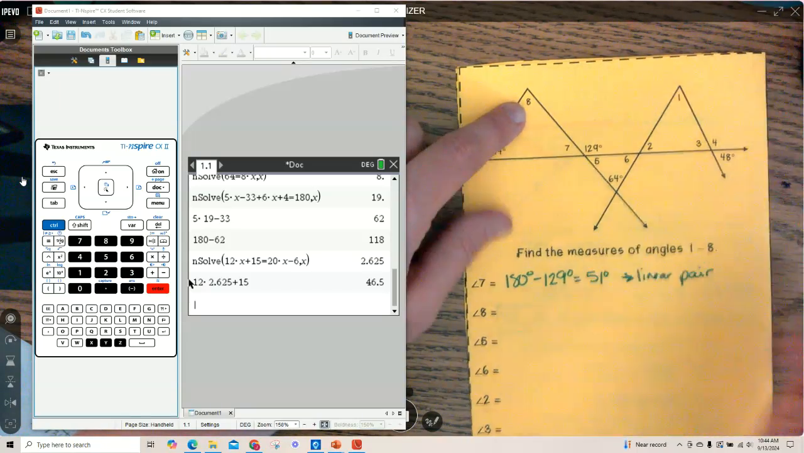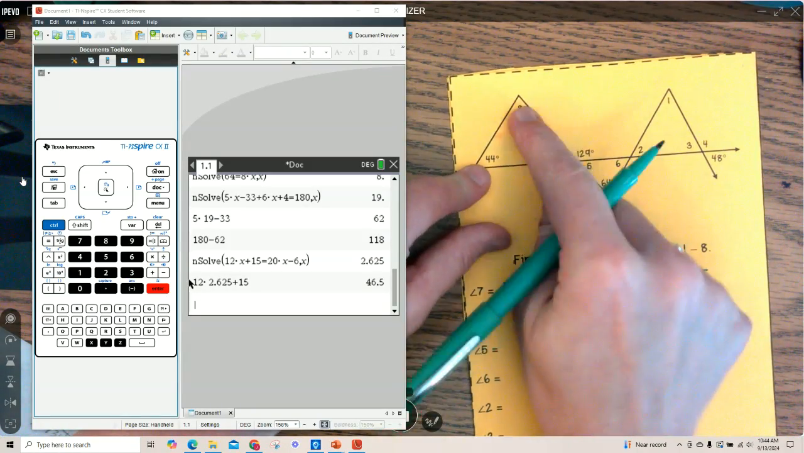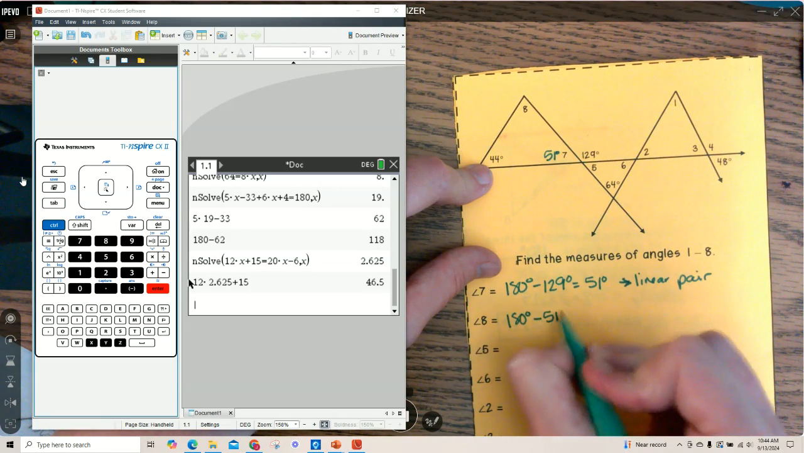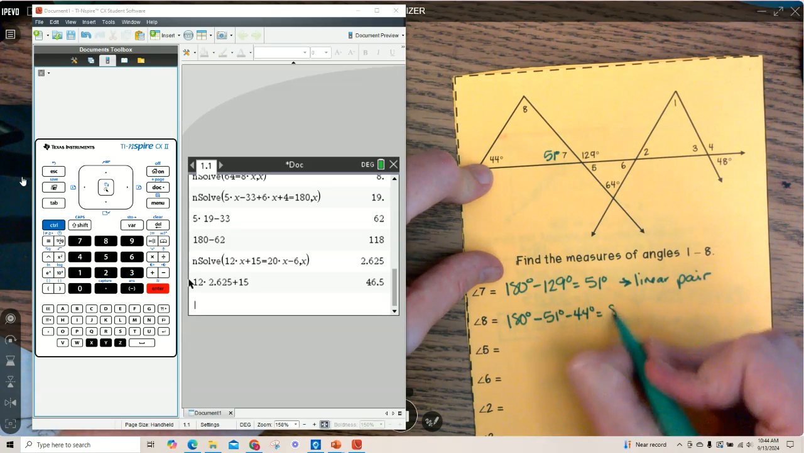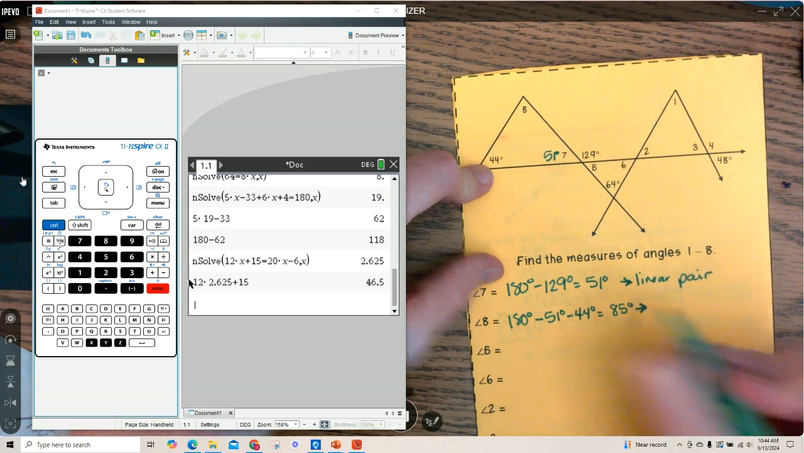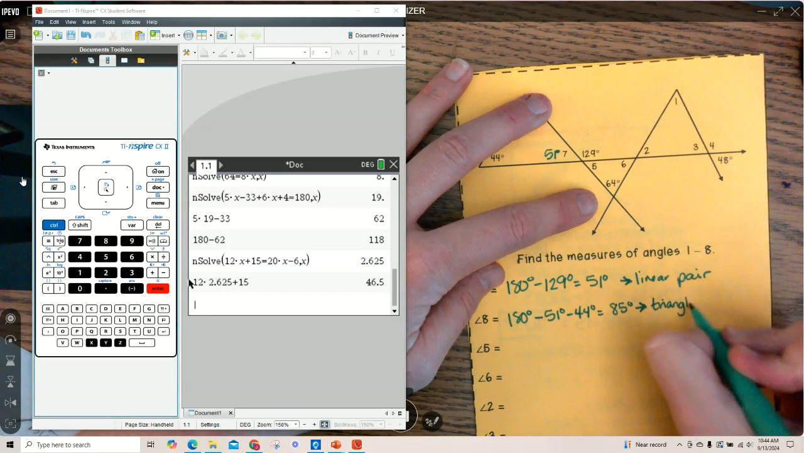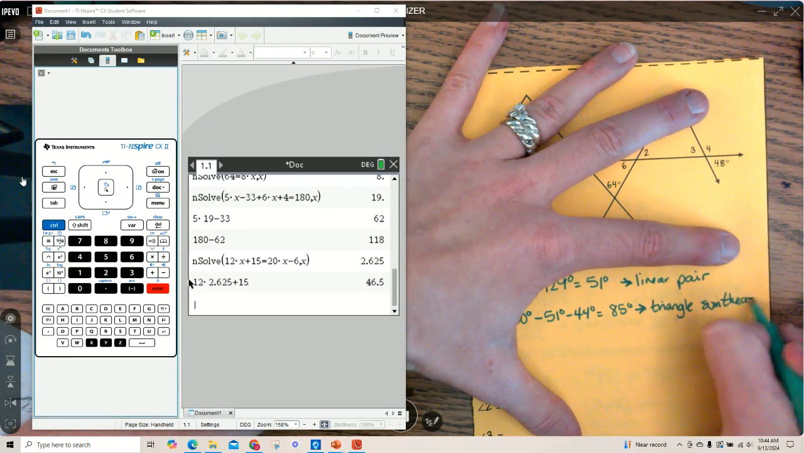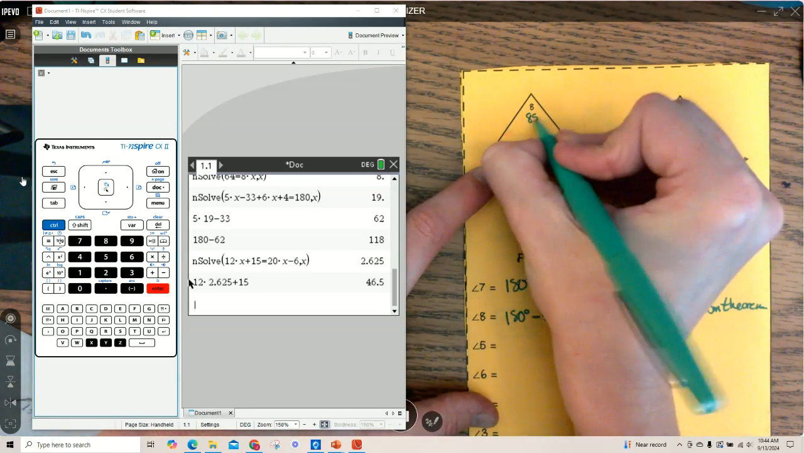Angle 8, well, now that we know that this one is 51 degrees, all three angles in a triangle add up to 180 degrees. So I can subtract the two measurements that I know and get 85 degrees. And I did that using the triangle sum theorem. So that one was 85 degrees.